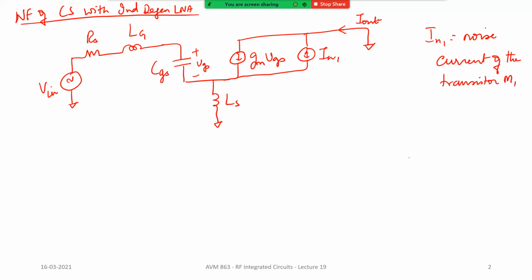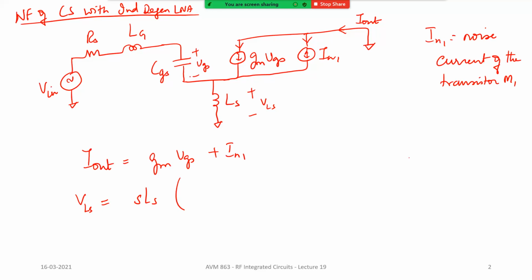Now, first and foremost, what is I out? I out is nothing but the sum of the current here and the current here. So it can be written as gm VGS plus IN1. Now, the voltage across the inductor VLS can be written as what? sLS, which is the impedance, times the total current that is flowing. What is the total current flowing through the inductor?